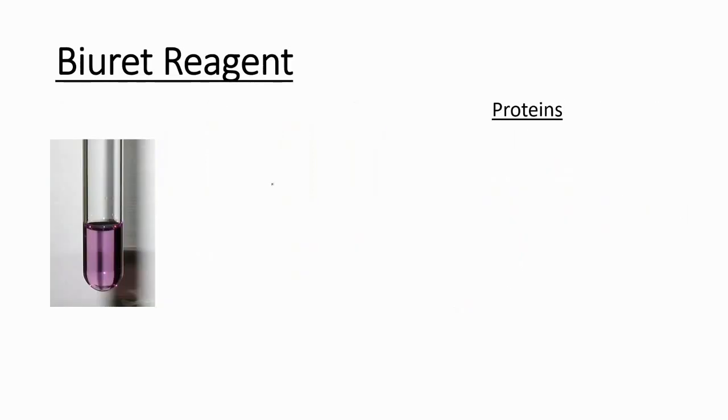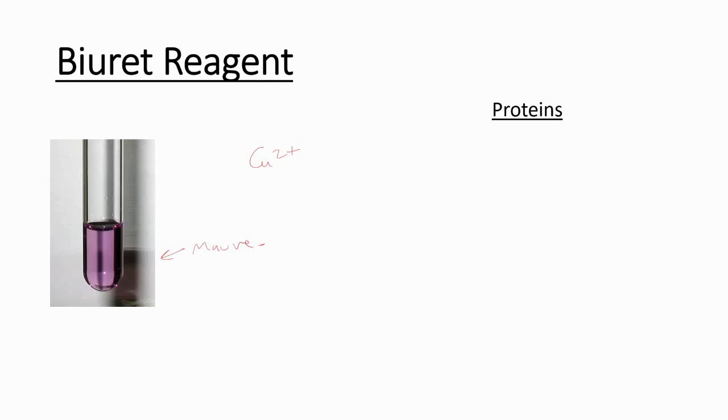Biuret reagent is similar to Benedict's. It contains copper 2+ ions and is alkaline. However, this reagent is used to test for proteins. Note that it can't be used to test for separate individual amino acids dissolved in solution, because you need to have peptide bonds for this reaction to work. And if we have protein present, you get a mauve color as shown.